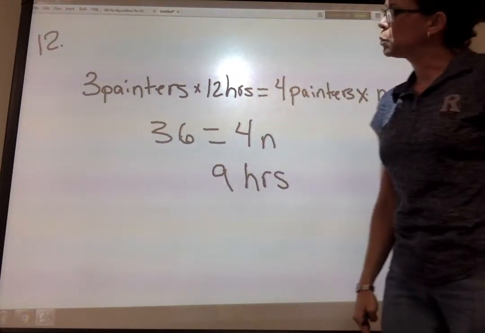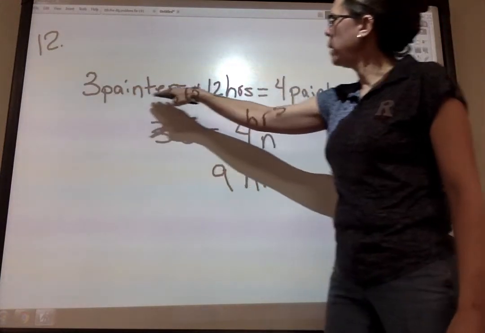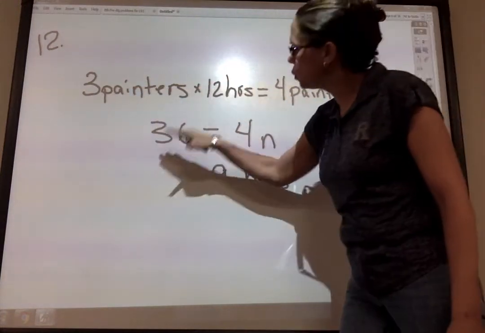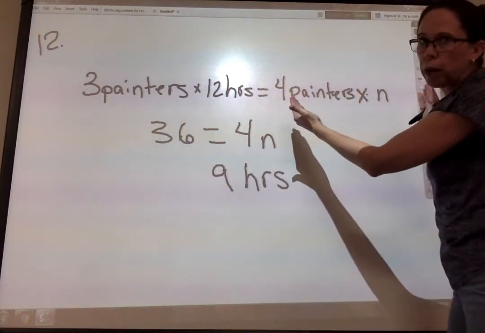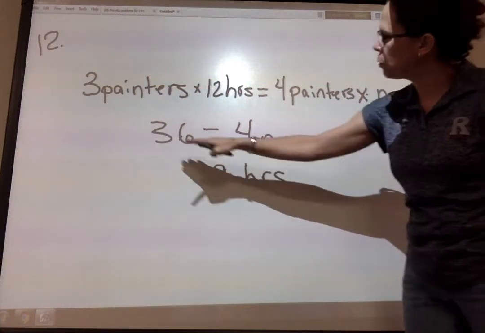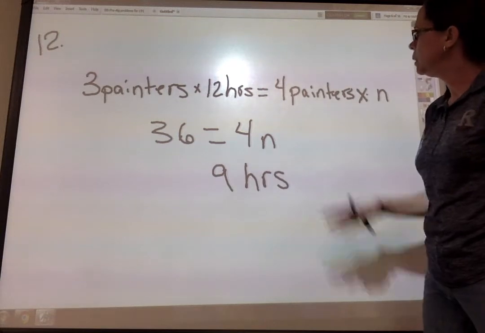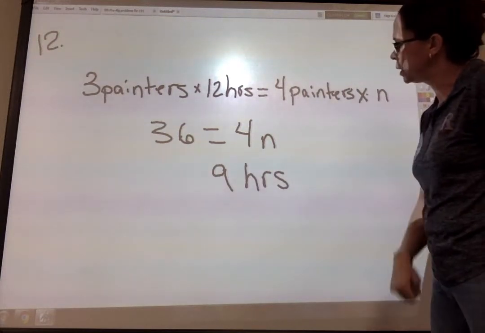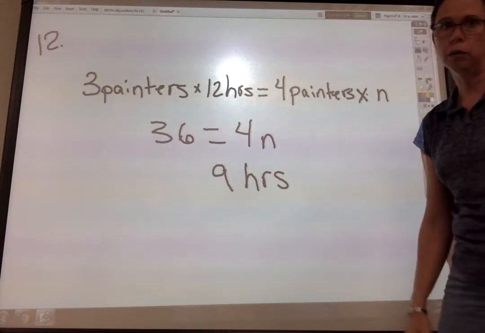Okay, so this was one of our work hours problems. So I need to see 3 painters times 12 hours gives me 36 work hours. It's going to take the same amount of work hours in this case, but I've got more painters. So 36 is equal to 4 times some number of hours that those 4 painters are going to take. 36 divided by 4 is 9 hours.